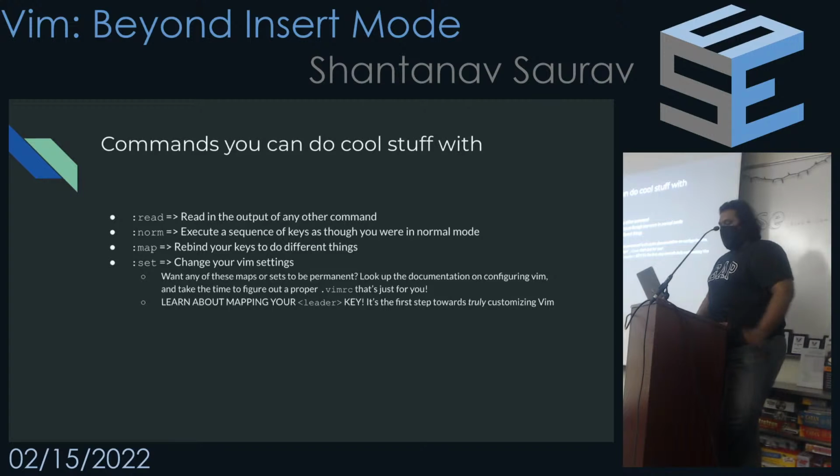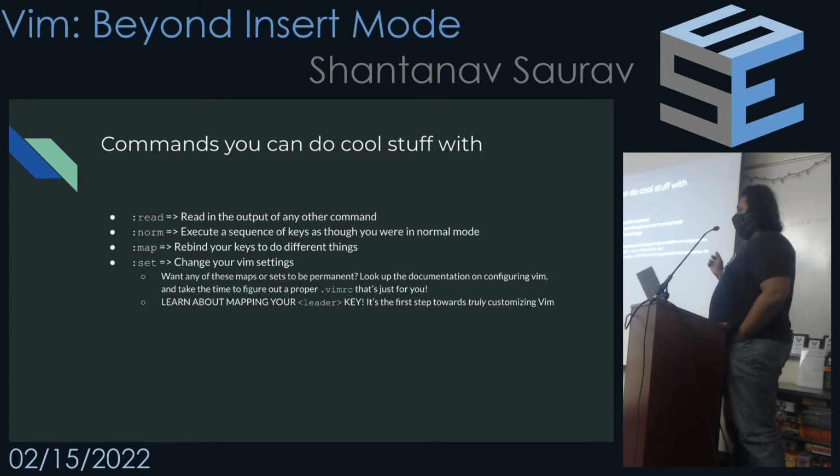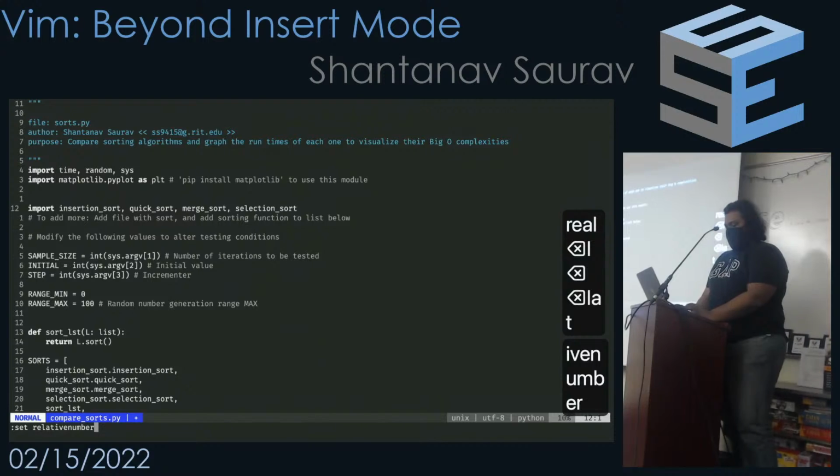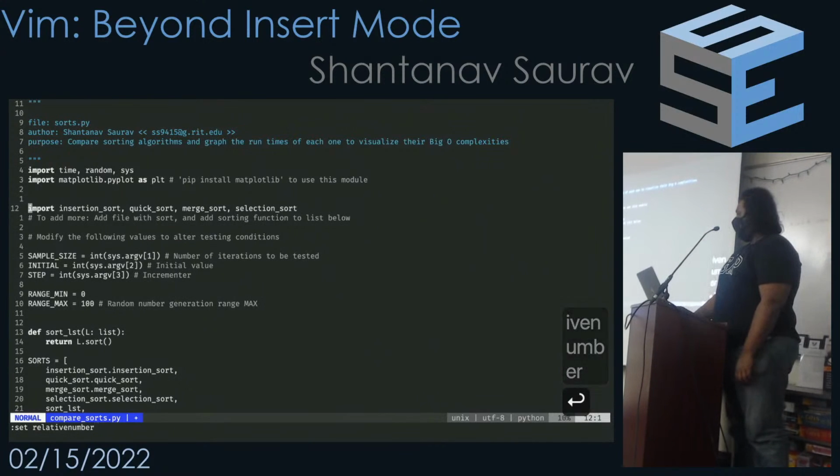Super helpful to have. Colon map will rebind your keys to do different things. I'm not going to demonstrate this in Vim, but I'll talk about it later when talking about vimrc files. And then colon set will change your Vim settings. Remember when we were talking about the fact that I have relative line numbers? Running that command will give you relative line numbers.